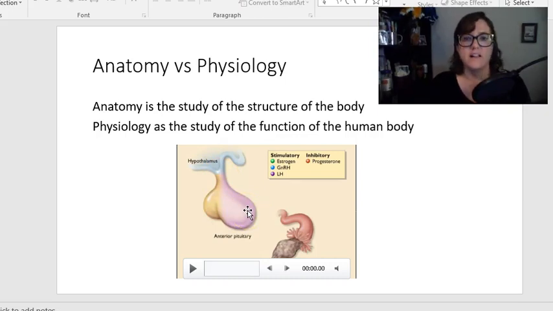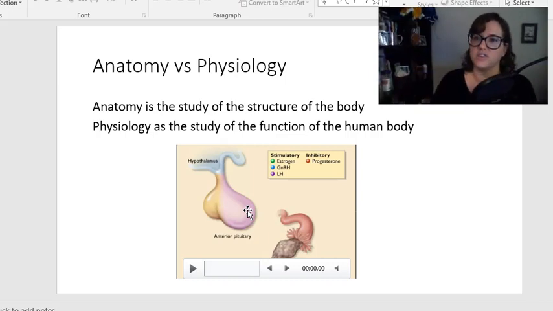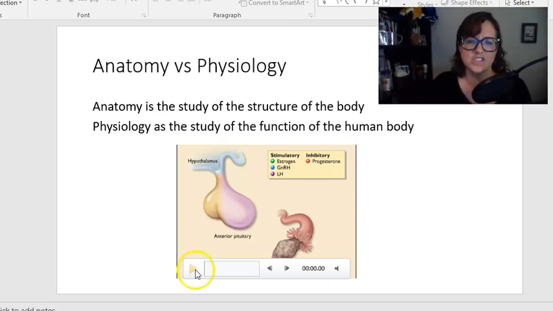That's the anatomy. Anatomy is the structure, okay? How does this compare to other animals? That would be comparative anatomy. The physiology of this is, what does this do? What is the point? What is the function of it?